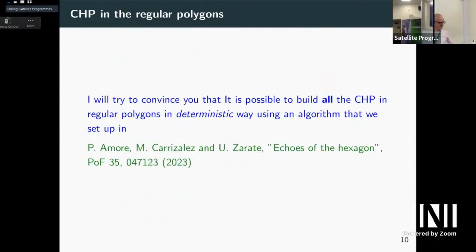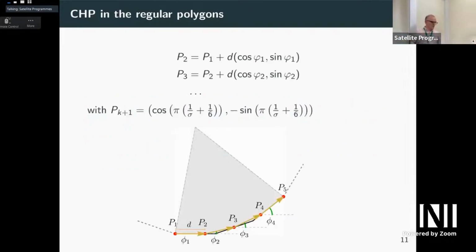The plan that we managed to apply was to build all the CHP, the curved hexagonal packing configurations, in certain regular polygons in a deterministic way, using an algorithm that we devised and that we call the deterministic algorithm. The idea is pretty simple. Actually, the algorithm was pretty simple. You start by looking at the border, and you look at 1/6 of your regular polygon, because you look for hexagonal symmetry. So 1/6 is enough.